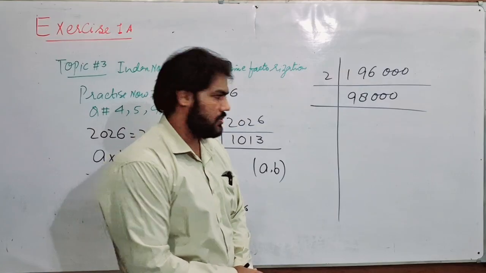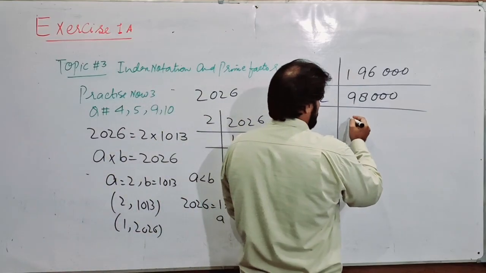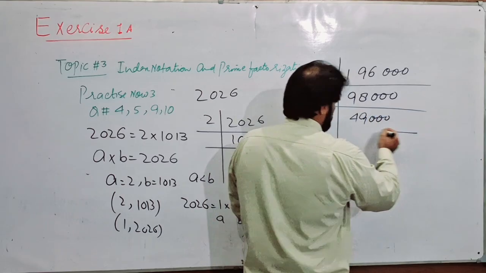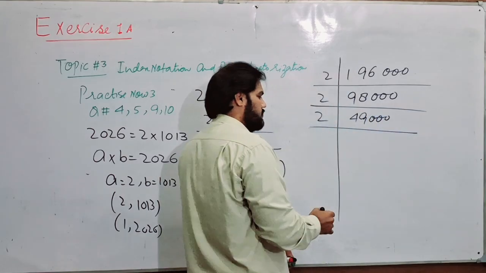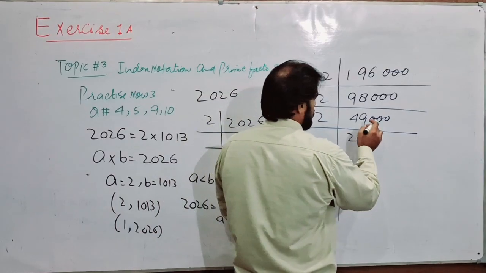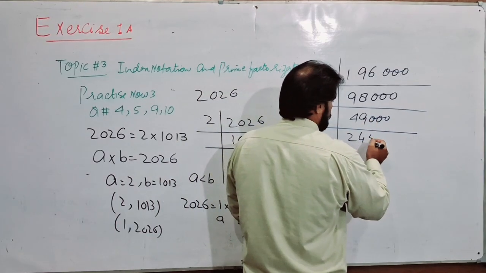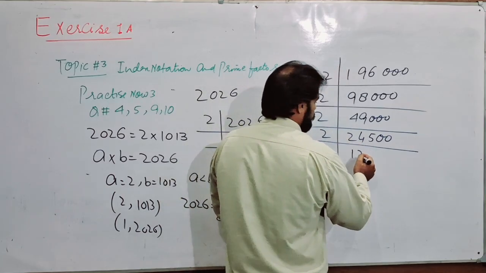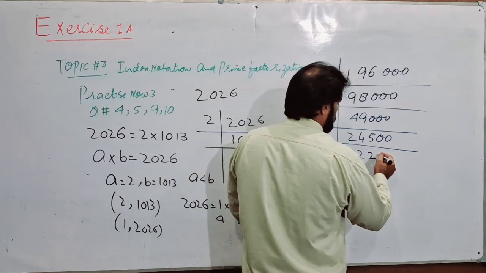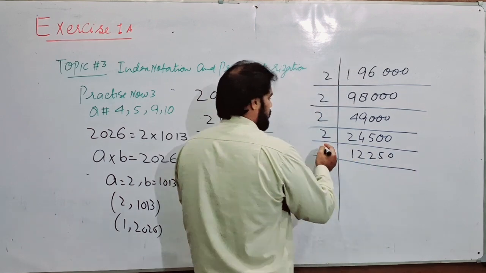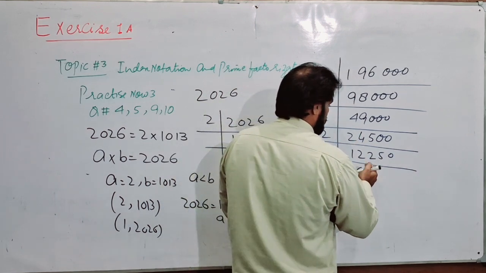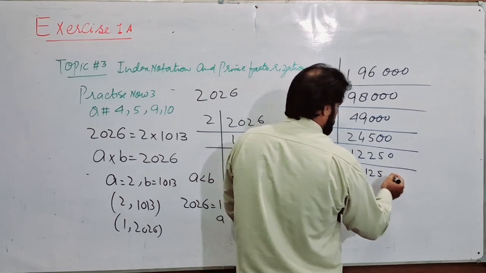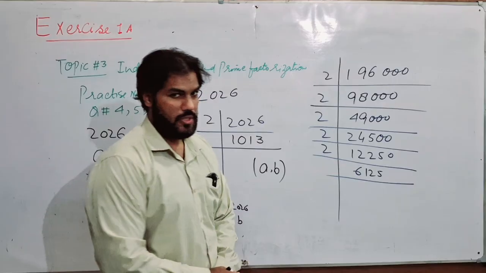and it becomes 98,000. Again we divide by 2, this becomes 49,000. Again it is divisible by 2, 2 2s are 4, 2 5s are 10, and this becomes 24,500. Again it is divisible by 2, and this becomes 12,250 and then 6,125. Now it is not divisible by 2.